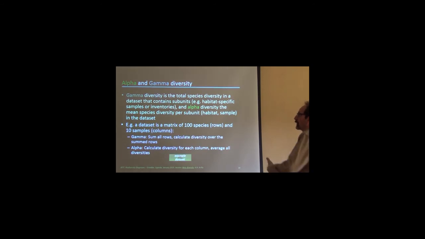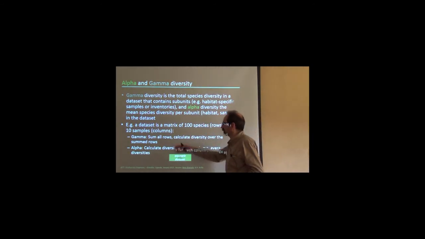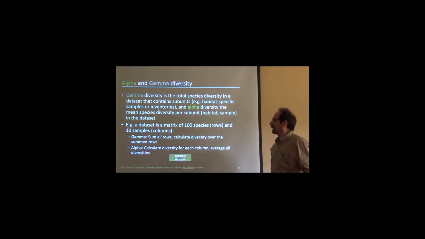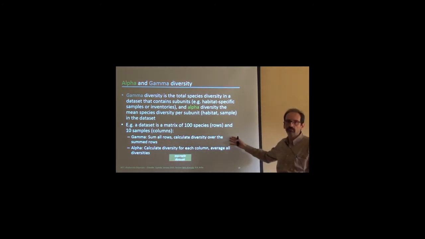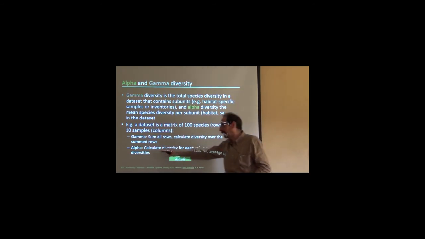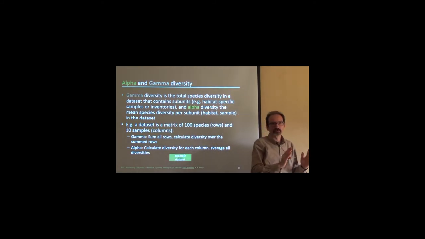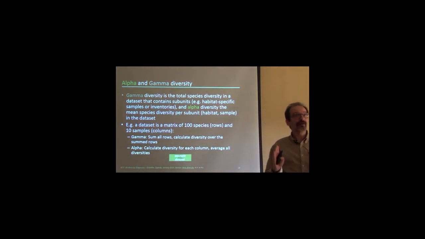So, for example, in our data set of 100 species by 10 samples, you would calculate gamma as summing all rows, and then calculate diversity on that extra column. Whereas alpha is calculated at each column, and you can actually have an average alpha by averaging all those diversities. But that would be different from gamma diversity. I show it to you now.